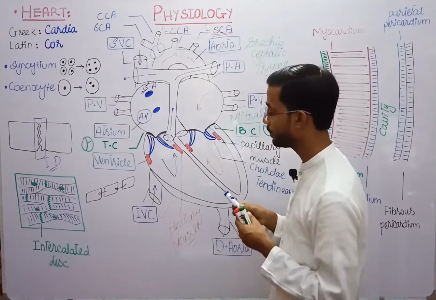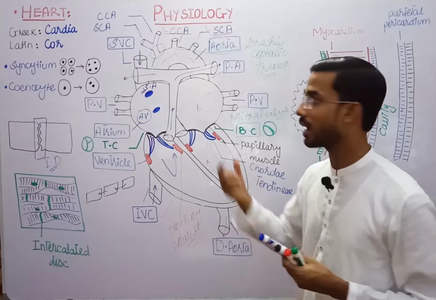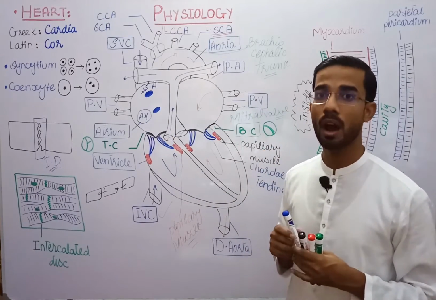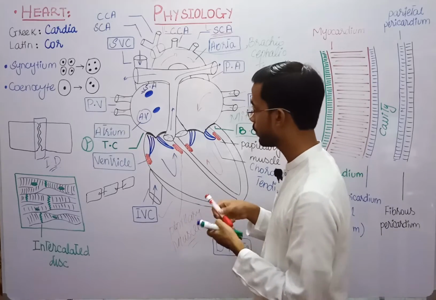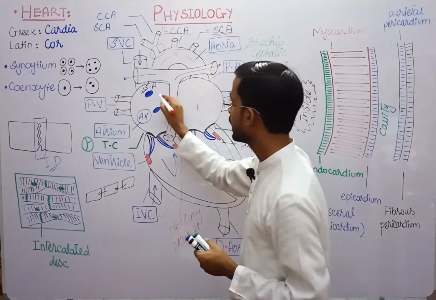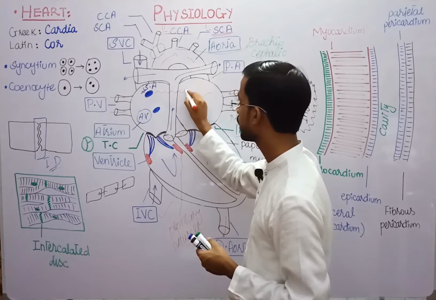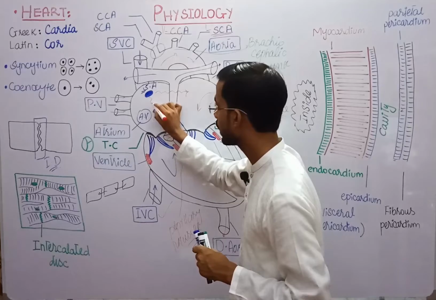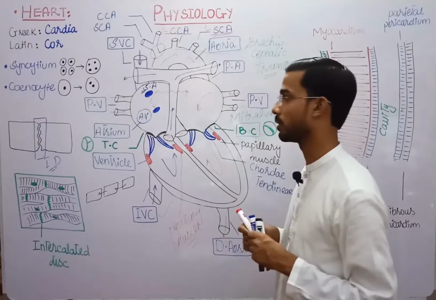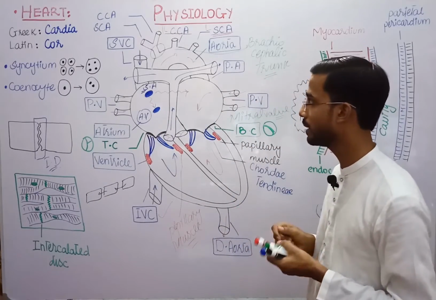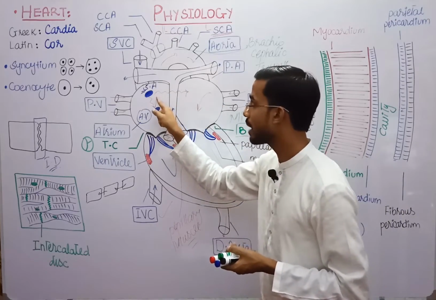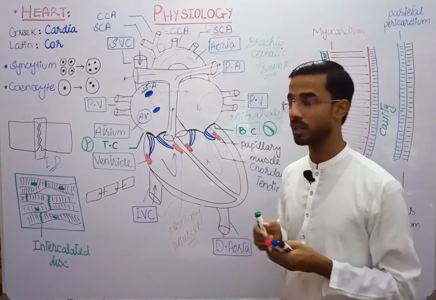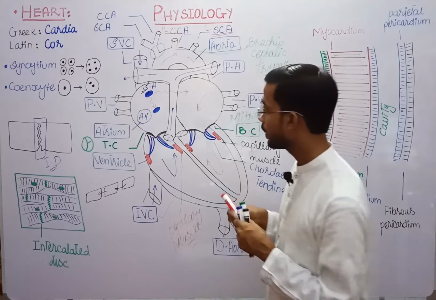Sinoatrial node, right? The signal arises from the sinoatrial node, and it will travel to the different parts of the heart. Here you can see, which is shown by the red color, right? The signal travels to the left atrium and to the AV node, atrioventricular node, right? The signal travels to the atrium through the different bundles, right?